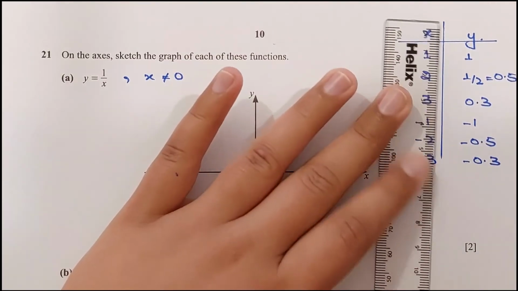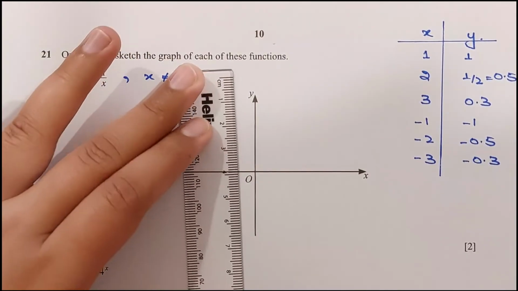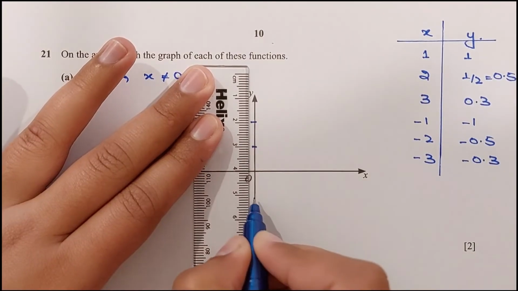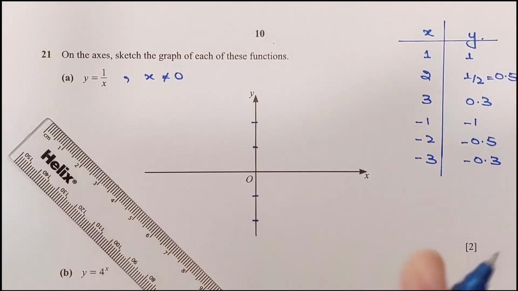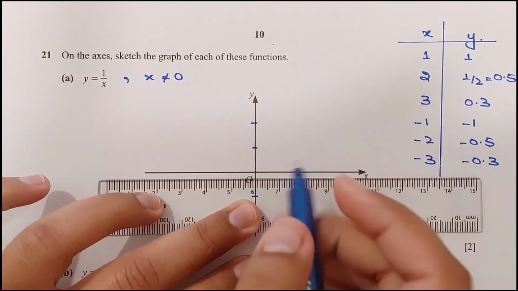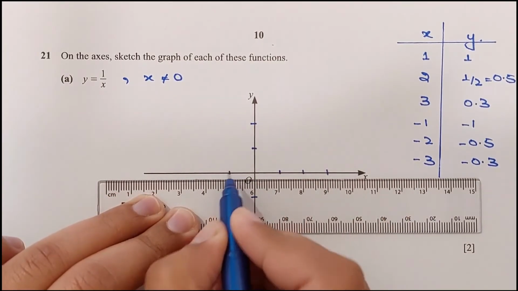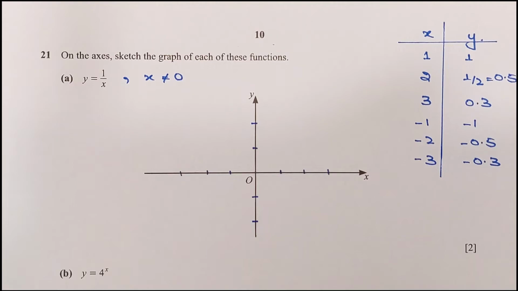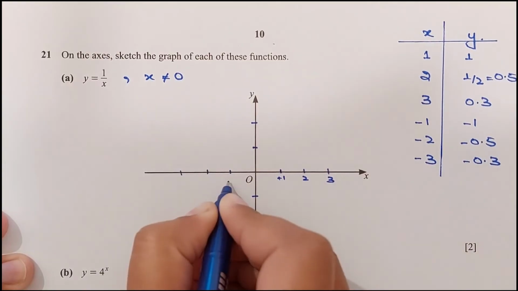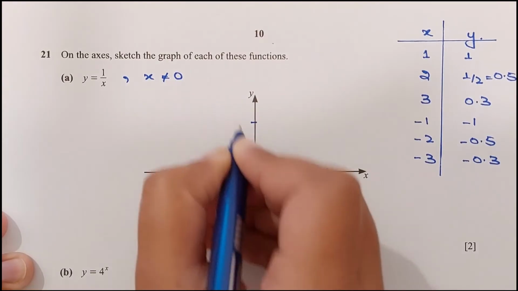Now let me plot these points onto the grid, right? So if I select the scale, this is 1, this side is 2, negative 1 and negative 2, because the y values are in decimals. And for x values, this is 1, 2 and 3, and the other values are minus 1, minus 2 and minus 3, right? So we have 1, 2, 3, minus 1, minus 2, minus 3, and on the y axis minus 1, minus 2, and 1 and 2, right?